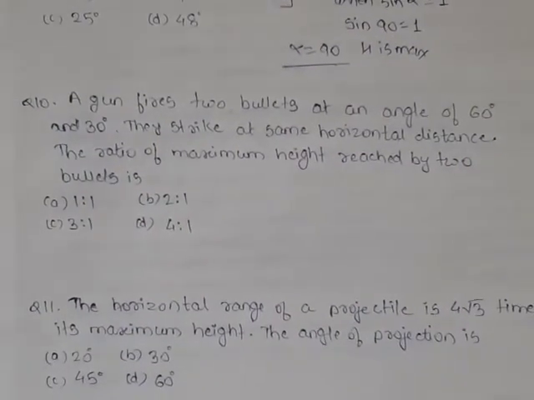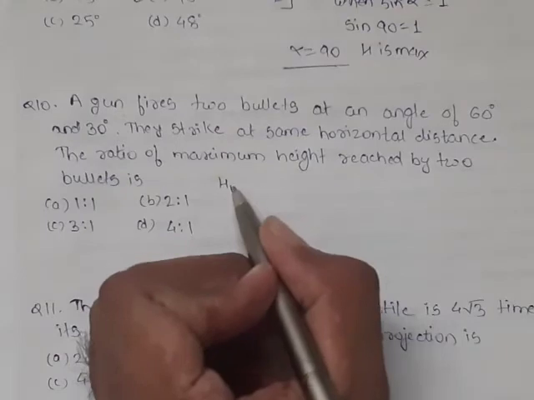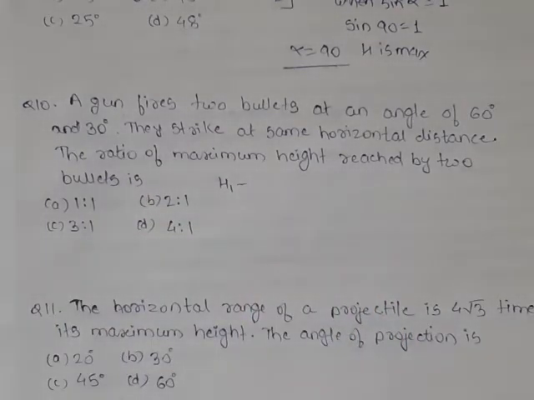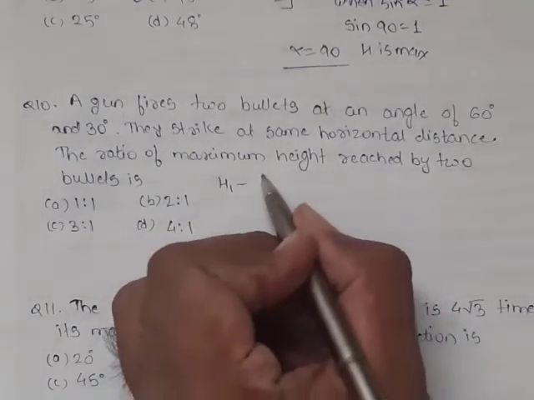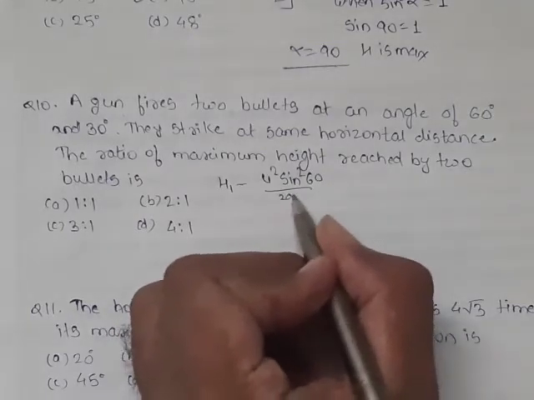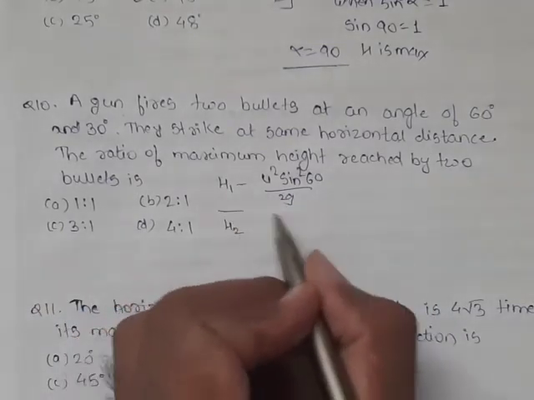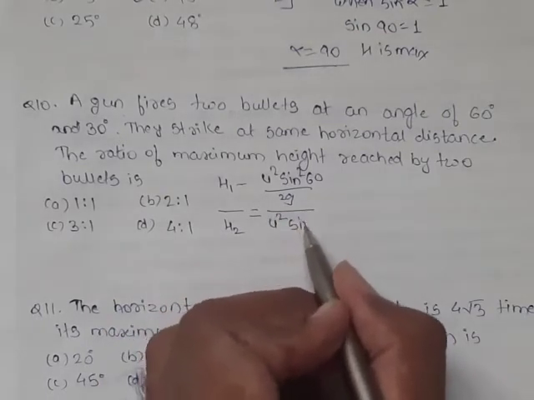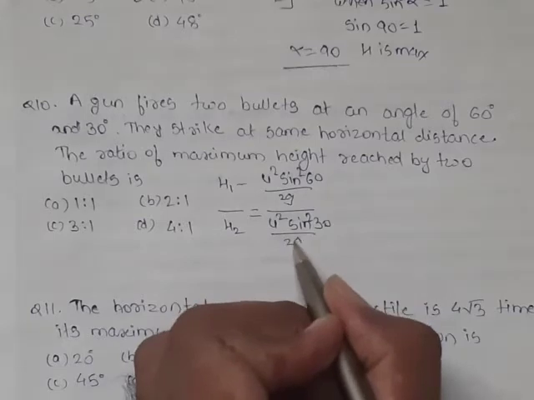Question 10. A gun fires two bullets at an angle of 60 degrees and 30 degrees. They strike at the same horizontal distance. The ratio of maximum height reached by the two bullets is. So here we have to find out the ratio. h1 is the maximum height reached when the angle of projection is 60 degrees. So h1 we can write down as u square sine square 60 upon 2g, and h2 is the height when the angle of projection is 30 degrees, sine square 30 upon 2g.